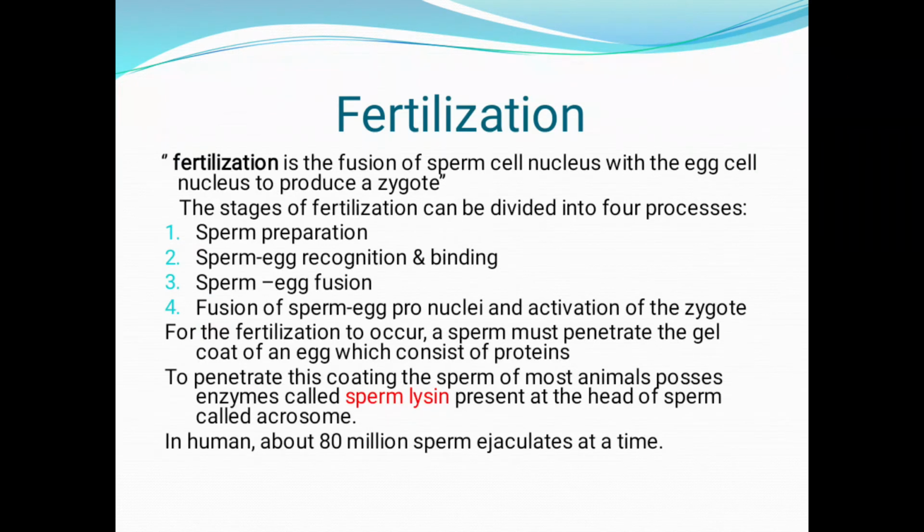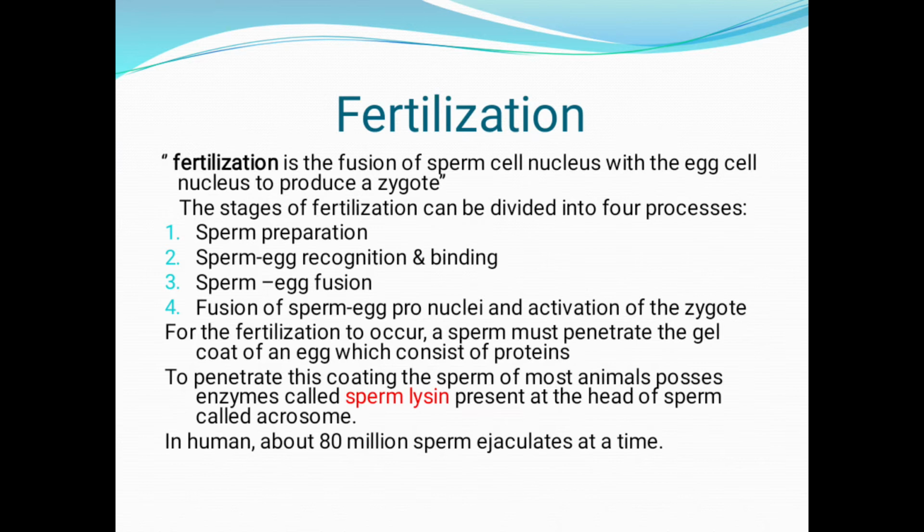So first of all, fertilization. Fertilization is the fusion of the sperm cell nucleus with the egg cell nucleus to produce a zygote. The stages of fertilization can be divided into four processes. Number 1 is sperm preparation, number 2 is sperm-egg recognition and binding, the third is sperm-egg fusion, and the fourth is the fusion of sperm and egg pronuclei and the activation of the zygote.